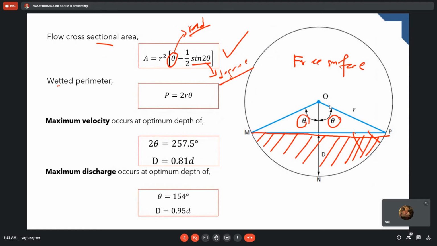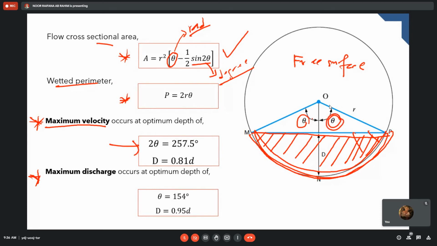And then next one is wetted perimeter P, 2r theta. So this one is the wetted perimeter. Sikit ni je. So to calculate the wetted perimeter here is 2r theta. Mesti tahu theta ni berapa. Okay, this one is important, very important. And then this one is also very important, the maximum velocity. Okay, for maximum velocity in circular pipe macam ni, kalau ada free surface, the equation is 2 theta.